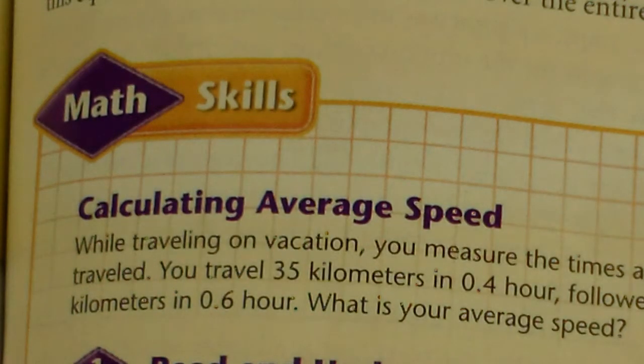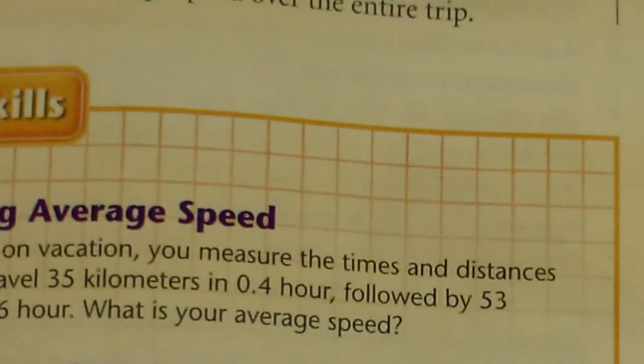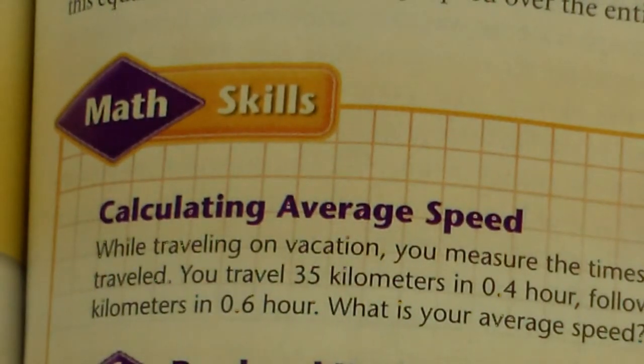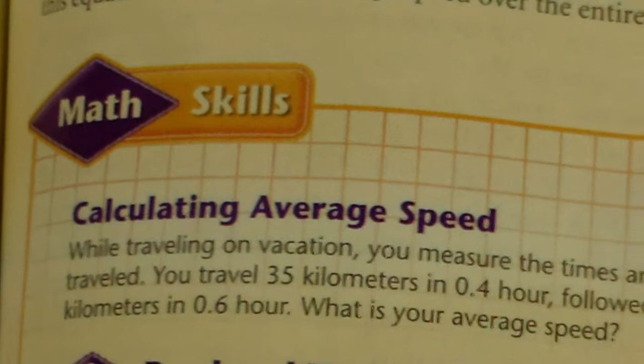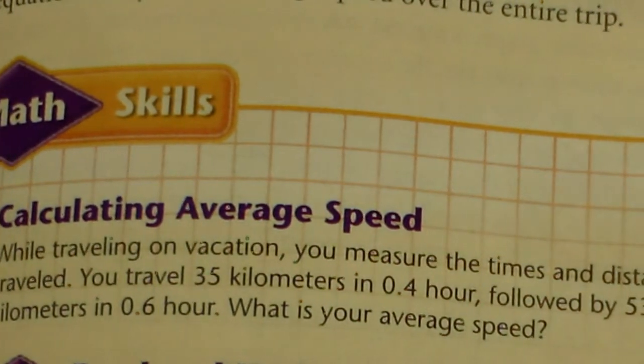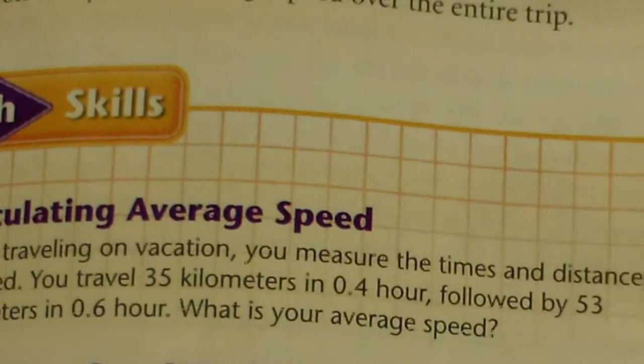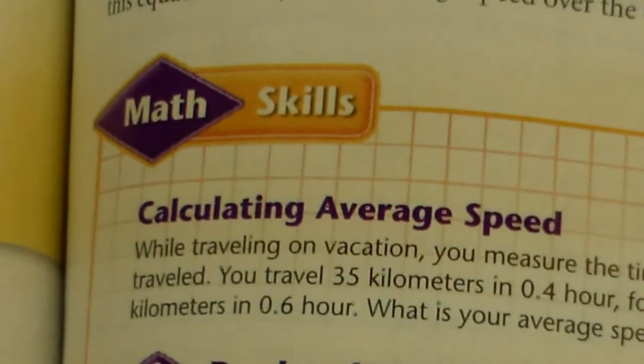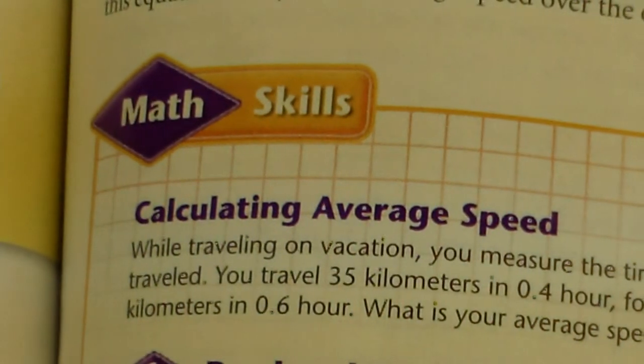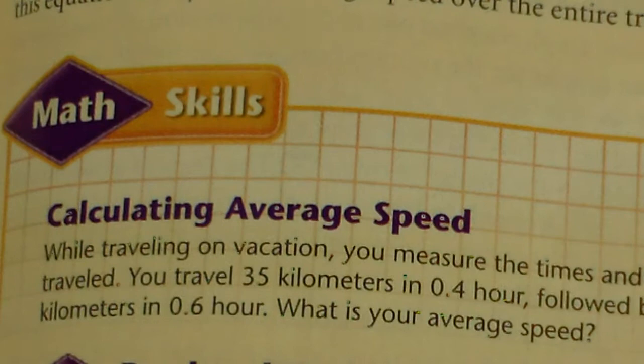While traveling on vacation, you measure the time and distance you traveled. You traveled 35 kilometers in 0.4 hours, followed by 53 kilometers in 0.6 hours. What is your average speed?